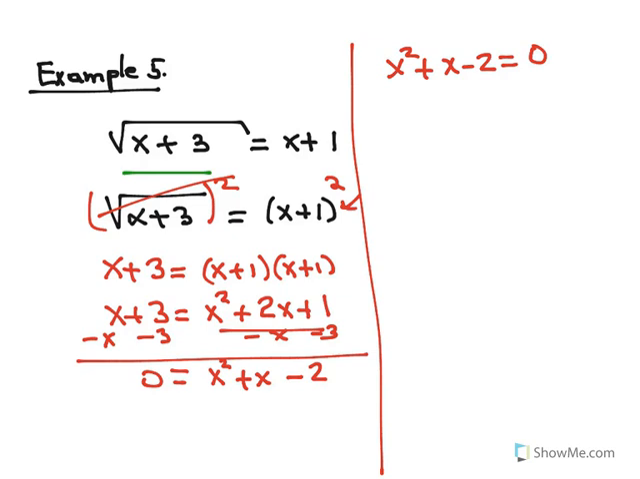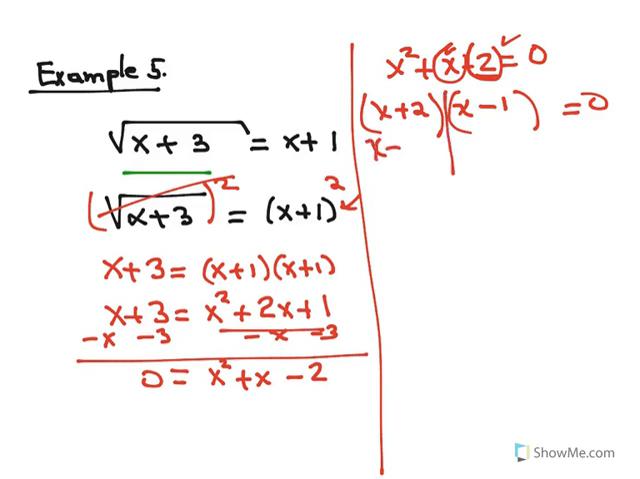Okay, so how do I solve this equation? Remember I need to factor, right? So I need to find two binomials with numbers that multiply to give me -2 and add to give me +1. So what if we take +2 and -1? 2 plus -1 is +1, which is the coefficient of the x, and if we multiply them we get -2, which is the number here. Okay, so how many solutions do I have? x equals -2 and x equals 1.